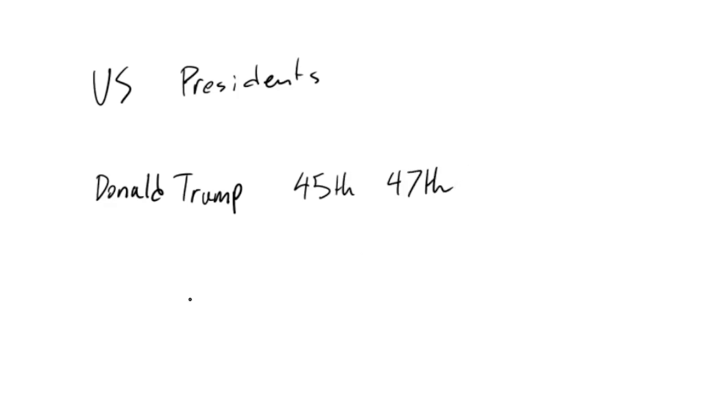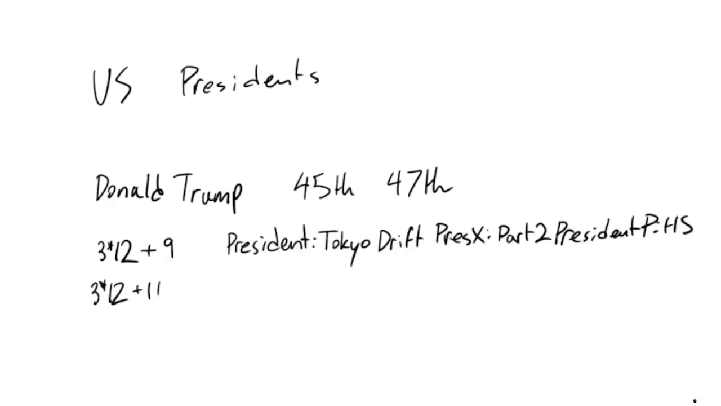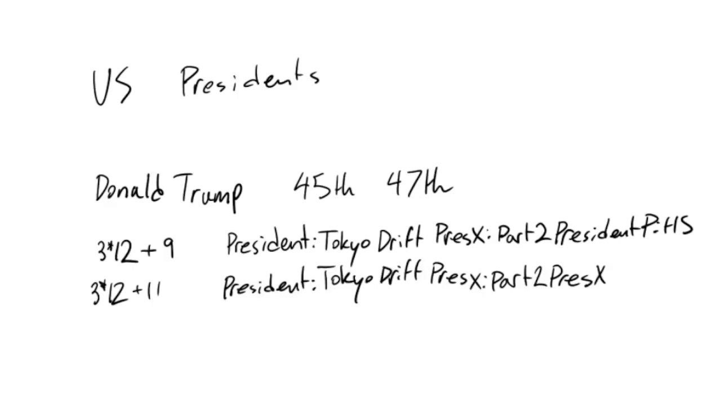Let's see what his title would be in this system. So 45 is 3 times 12 plus, apologies while I do this in my head, plus 9. And 47, 3 times 12 plus 11, which means that Donald Trump is both the President Tokyo Drift Pres X Part 2 President Presents Hobbs and Shaw, and the President Tokyo Drift Pres X Part 2 Pres X.